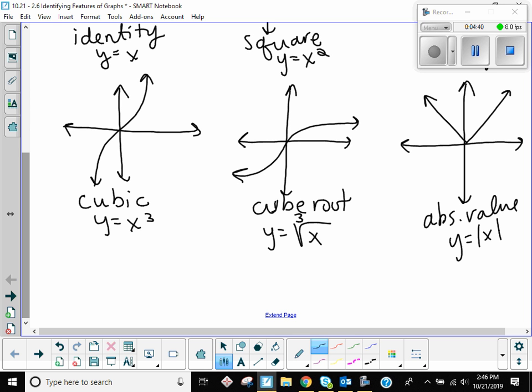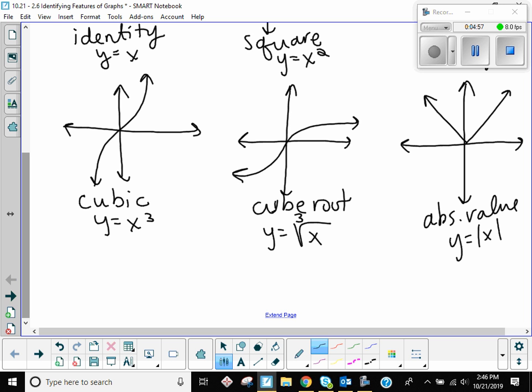Okay, and so these are our 6 basic functions that we're going to be talking about for the rest of the week. Tomorrow we're going to do single transformations on them. We're just going to move them one way. And by the way, I won't be here tomorrow, so I'll have a Google Classroom video for you to watch for your notes and then your homework, so you should be fine.